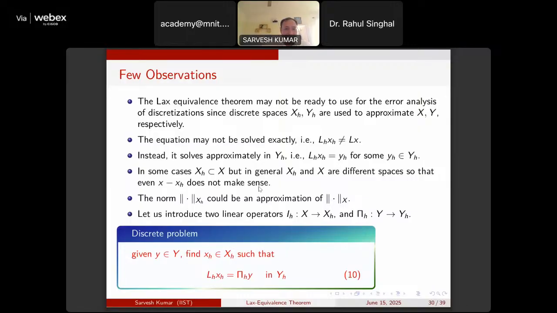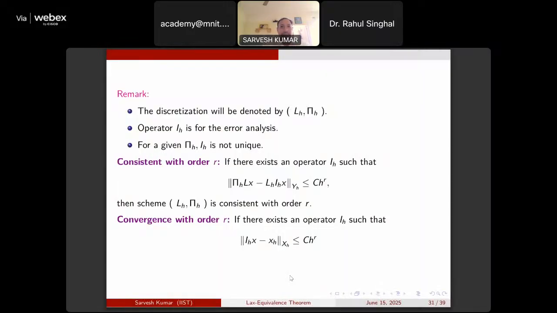To overcome this, we introduce two operators, IH and PIH, and then rewrite our problem in a different way. So you have a YH. In place of YH, for any Y, I will write capital YH equal to PIH Y. Now the given problem is: given Y, find XH such that this satisfies this. We'll see why we are doing this. Now the discrete problem will be denoted by two operators, not only one.